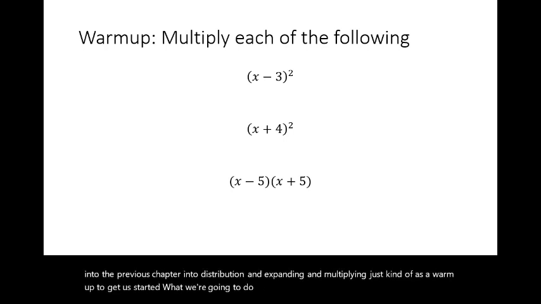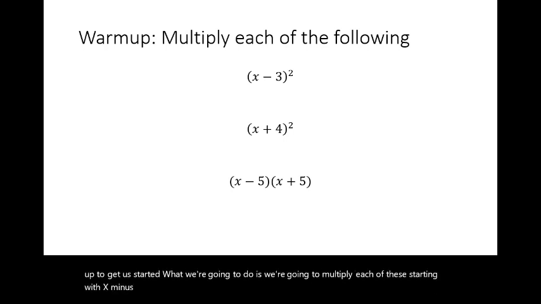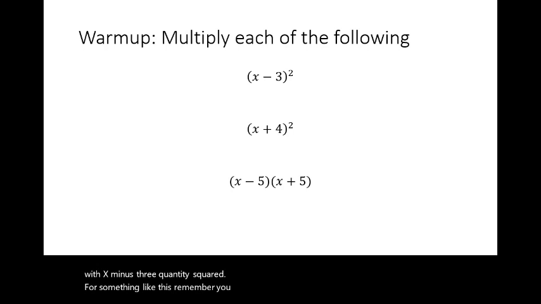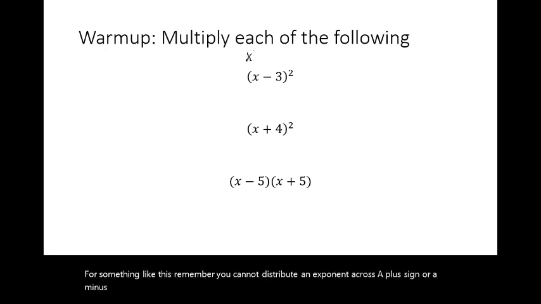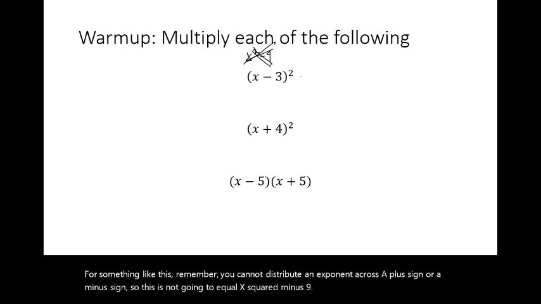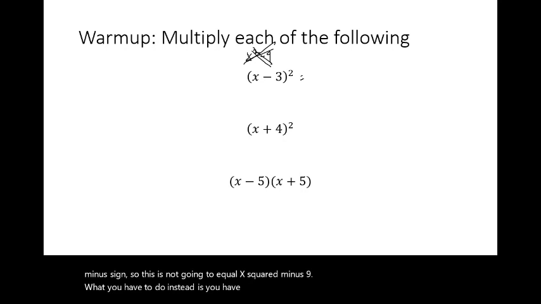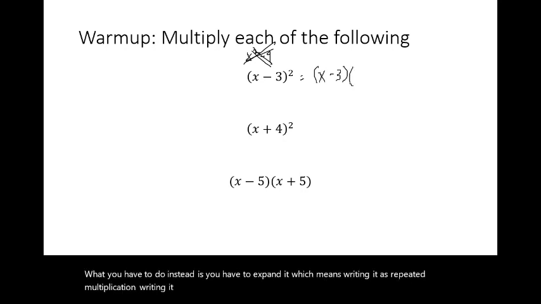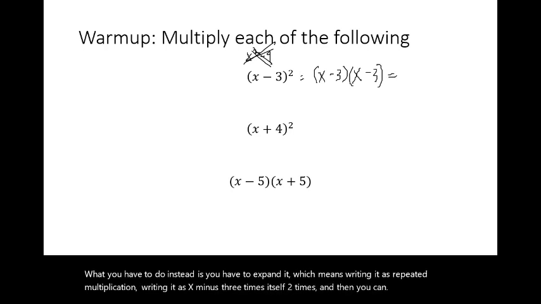multiply each of these, starting with x minus 3 quantity squared. Now, for something like this, remember, you cannot distribute an exponent across a plus sign or a minus sign. So this is not going to equal x squared minus 9. What you have to do instead is expand it, which means writing it as repeated multiplication, writing it as x minus 3 times itself 2 times. And then you can further multiply this by distributing.